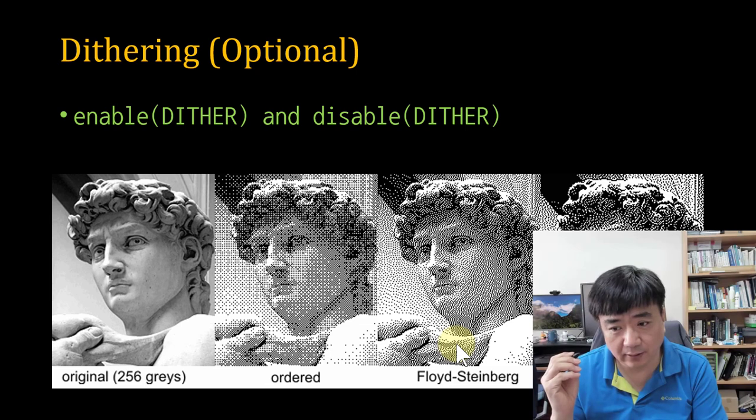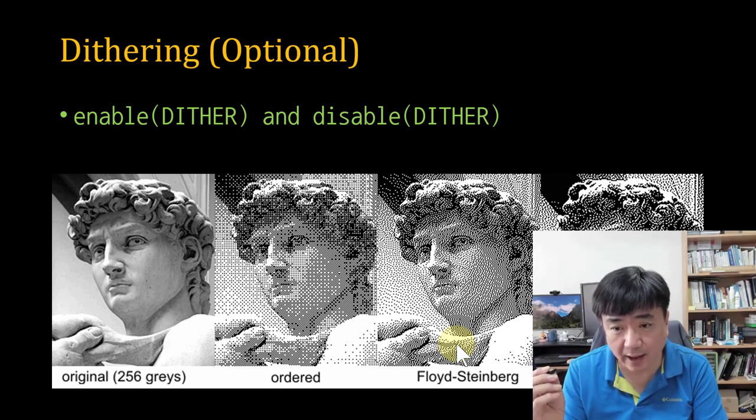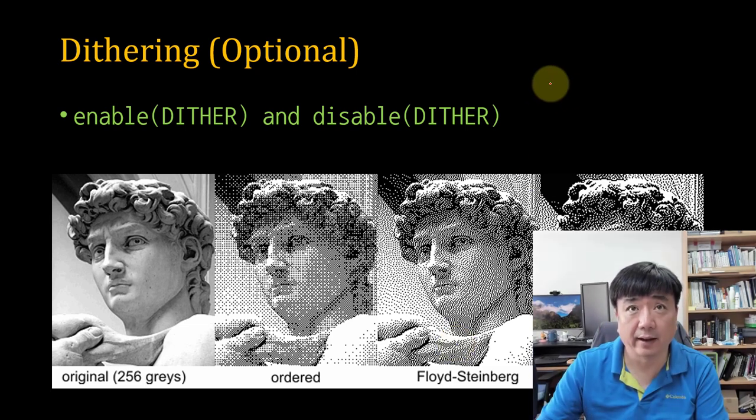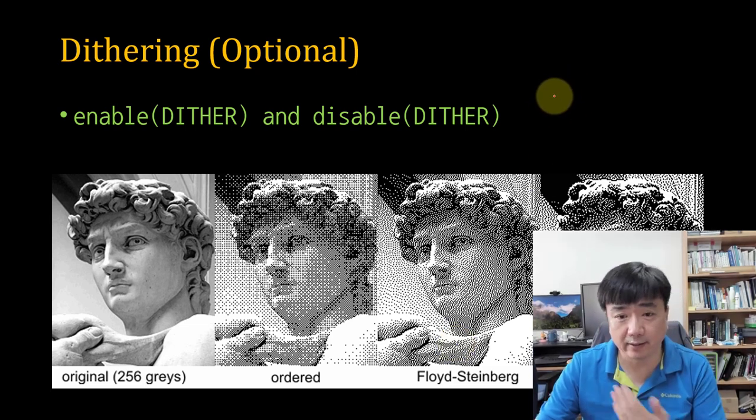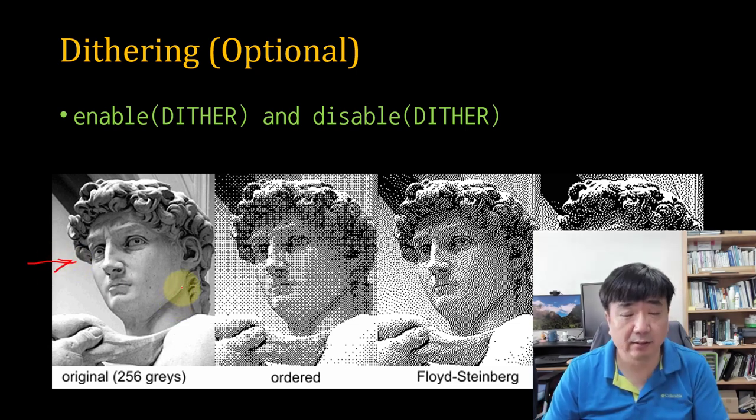For example, a laser printer does not have the gray color. So a laser printer has only toner. Its color is black, and the white is the paper. But sometimes we need to draw this kind of picture.